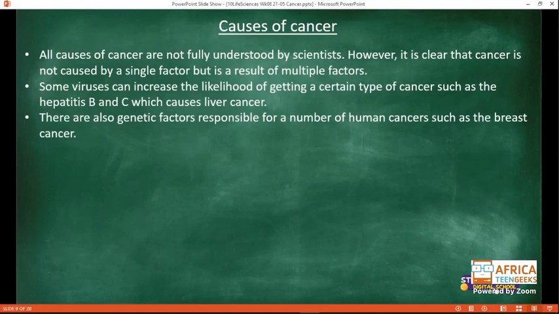And another factor is genetic factors. You guys know that genetic factors are responsible for a number of human cancers or even other human diseases. So genetic factors cause a number of human cancers, such as breast cancer. Remember, if you have a family history of breast cancer, then you might develop it. So if your mom or your grandmother from either the paternal or maternal side had breast cancer, then you as the offspring may have the likelihood of developing this type of cancer.